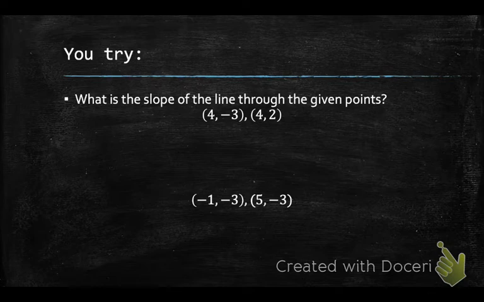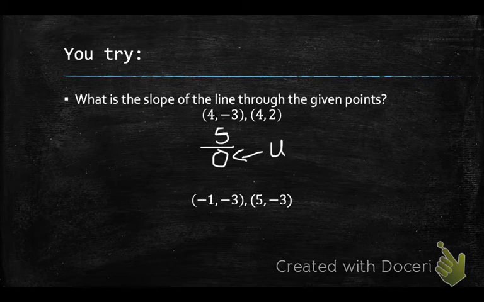Okay, you do these in your notebooks and pause it and then check with me. All right, so you should have paused. You should have got something, like a number answer, okay? The first one, you'd get positive 5 over 0, okay? You cannot divide by 0 in the denominator ever. You can never divide anything by 0, and so this is an undefined slope.